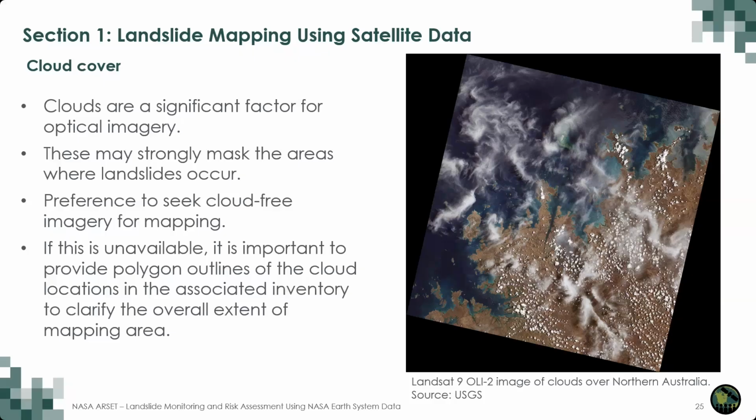When producing an inventory of landslides, particularly for emergency response purposes, it's important to provide polygon outlines of the cloud locations in the associated inventory. In other words, you want to provide a separate shapefile that captures where those clouds are in the imagery used to map this, so that anyone using that data set can go back and say, I understand this area was masked by clouds, so there could still be landslides here. It makes sure that anyone using this inventory for further analysis does not falsely assume that those areas may be landslide free. It's only that they were masked by cloud.